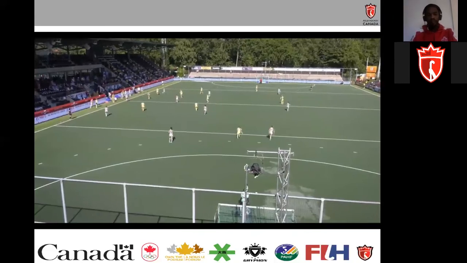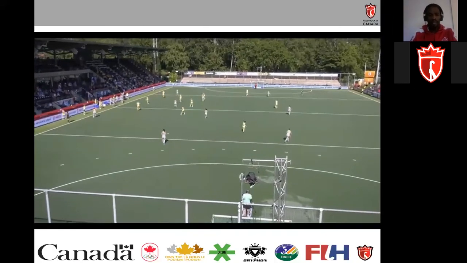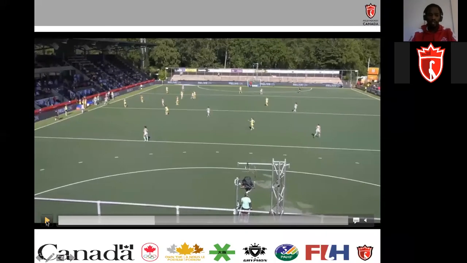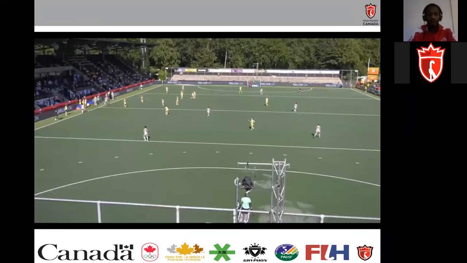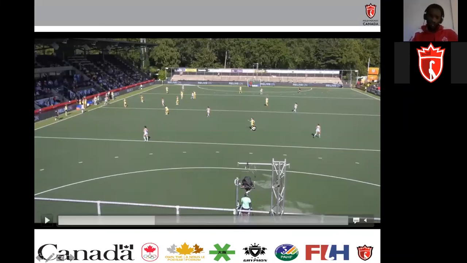If we look at this clip, it doesn't start from an outlet or restart. So it starts from the side of the field. So again, it's another different form of a press. So you'll notice the Australian left striker in this instance is slightly higher, and you'll see that that's the right striker, center striker, and left striker. So you'll see the left striker slightly higher.